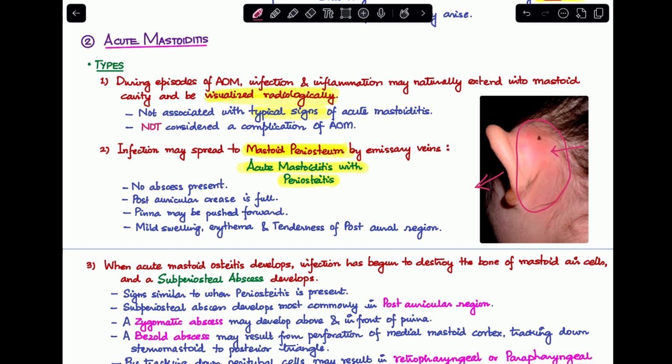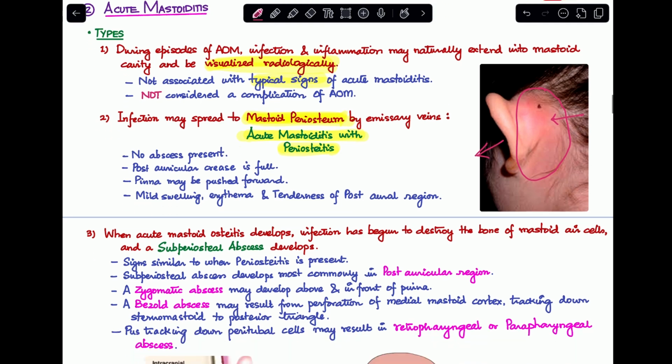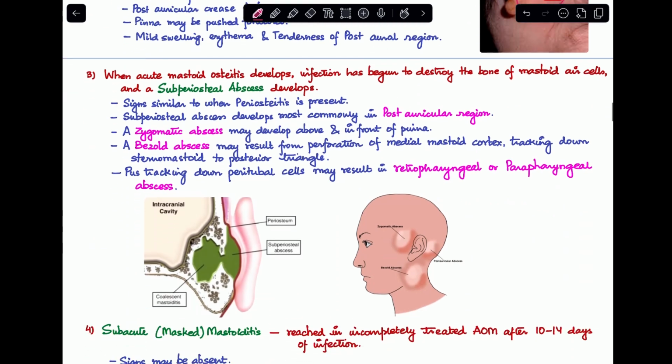You can see the mild erythema over here, the mild swelling, the post-auricular crease being full, and the pinna getting pushed forward. The third type is when acute mastoiditis, mastoid osteitis develops, the infection can actually start to destroy the bone of the mastoid air cell and subsequently leads to the formation of a subperiosteal abscess.